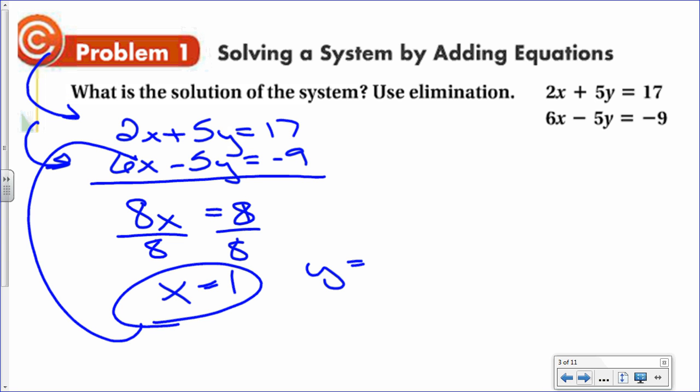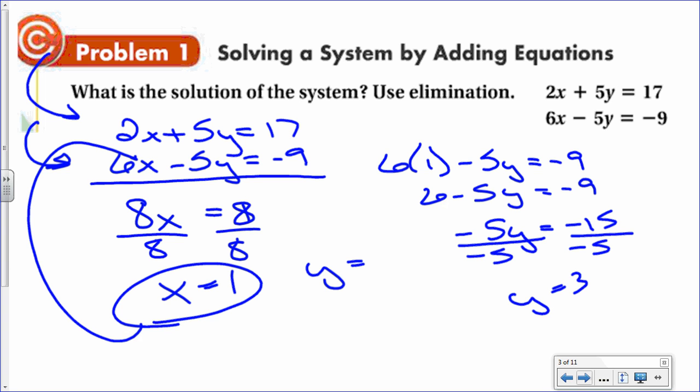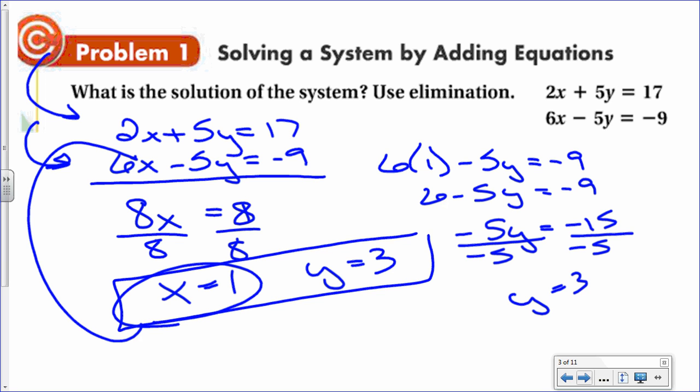So 6 times 1 minus 5y equals negative 9. 6 minus 5y equals negative 9. Moving the 6 to the other side, we'd have minus 5y equals negative 15. Divide by negative 5. Divide by negative 5. Y equals 3. So my two answers are x equals 1 and y equals 3.